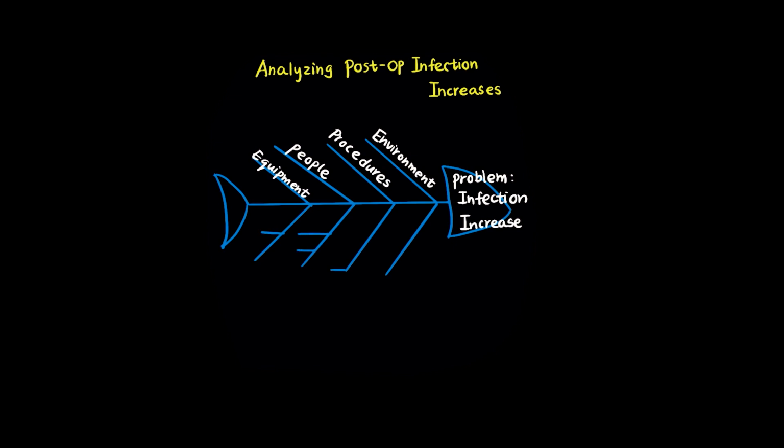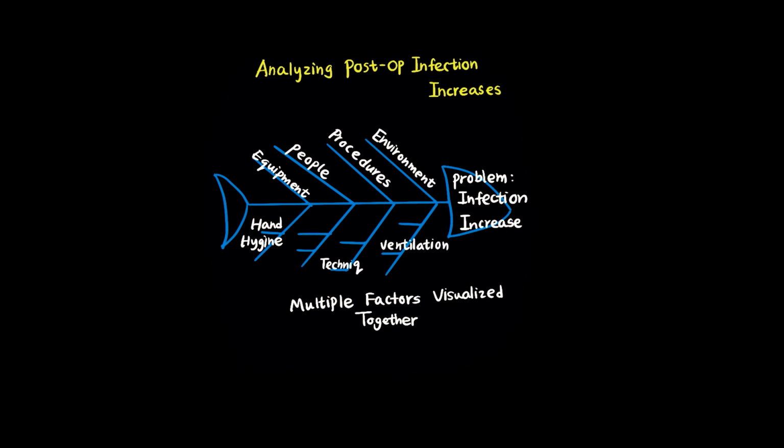Root cause analysis investigates events, but the fishbone diagram, also called an Ishikawa diagram, specifically visualizes multiple contributing factors and their relationships. Picture an actual fish skeleton. The head is your problem, the infection increase. Each major bone represents a category like environment, procedures, people, equipment. Then smaller bones branch off showing specific factors, maybe inadequate hand hygiene, or ventilation issues, or surgical technique variations.